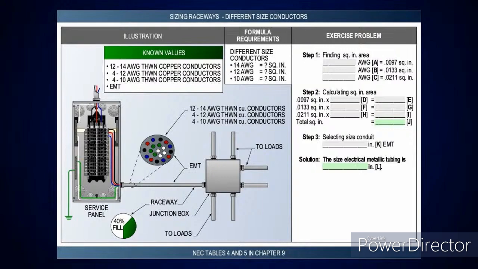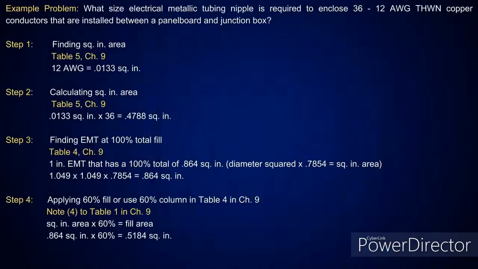And then when I select the conduit, it's EMT. So you're going to look at Chapter 9, Table 4 for the EMT, and it'll be for over 2 conductors, which is 40% fill, which we show you there on the raceway in the illustration.